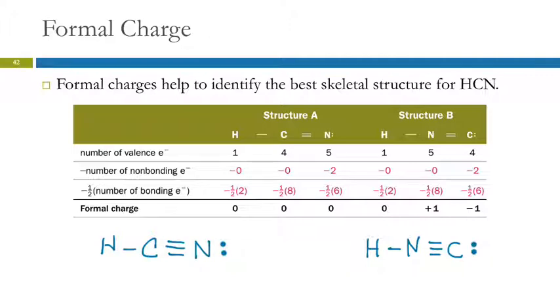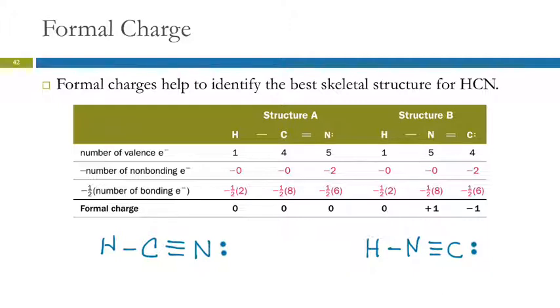How do you decide? Okay, so first of all, are those resonance structures? No. It looks like it's resonance, but the order in which these are connected is different. In a resonance structure, you're only moving a double or a triple bond. Here, carbon's in the middle between hydrogen and nitrogen. Over here, carbon's on the end, only bonded to nitrogen. These are different skeletal structures. The connections are different. This is not resonance, okay?